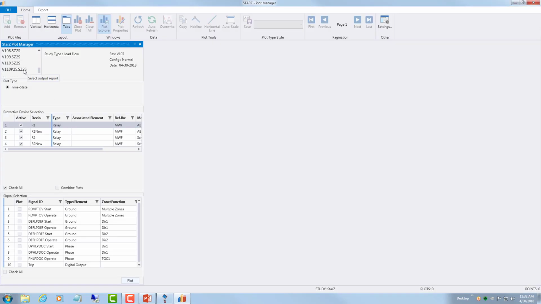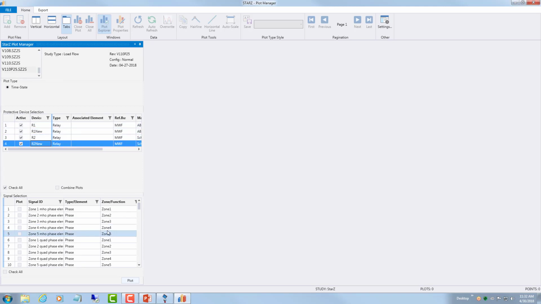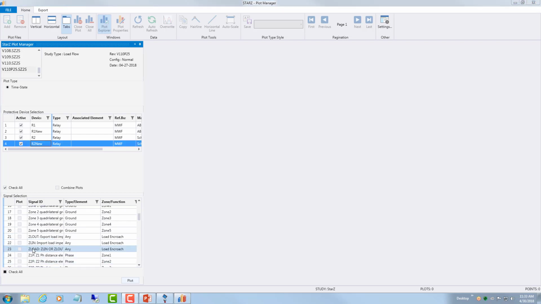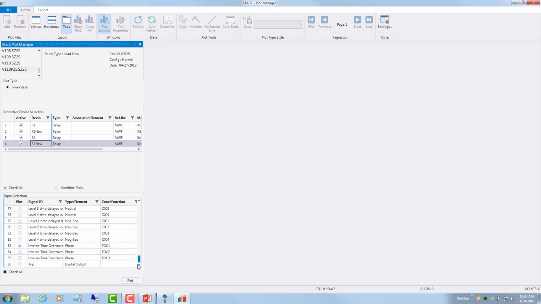If I go to the V100, this one was a trip, and we look at a new relay by SEL. In this case, I'm going to plot the TOC1, making sure that I'm plotting the TOC1. I'm plotting the load encroachment as well. Let's pick the load encroachment. Okay, load encroachment would be ZLOUT. I'm going to pick both of them, and the trip signal as well. So let's plot these three signals.